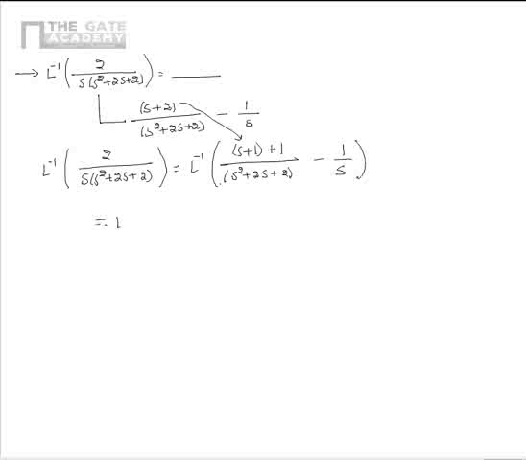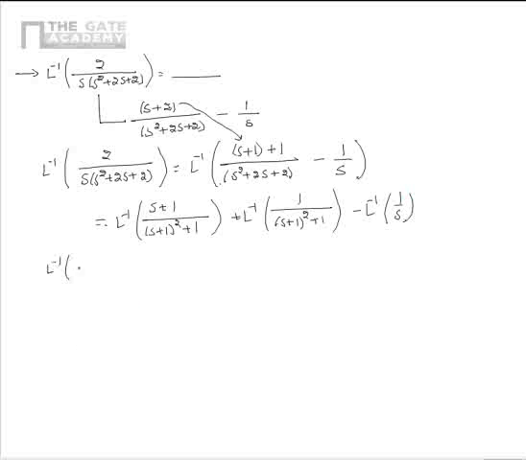This can further be simplified as L inverse of (s plus 1) divided by ((s plus 1) whole square plus 1), plus L inverse of 1 by ((s plus 1) whole square plus 1), minus L inverse of 1 by s. We know that L inverse of (s plus alpha) divided by ((s plus alpha) whole square plus omega square) is e power minus alpha t cos omega t.